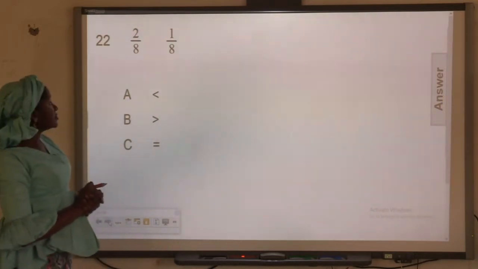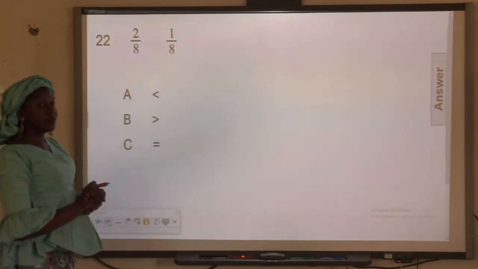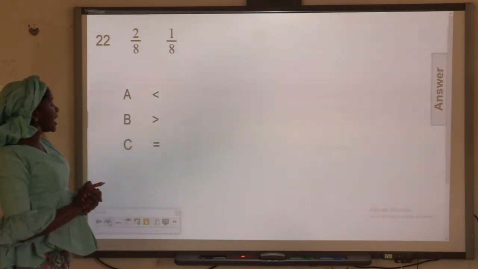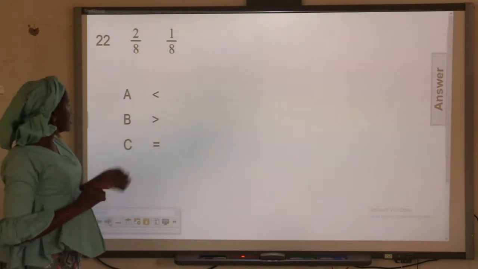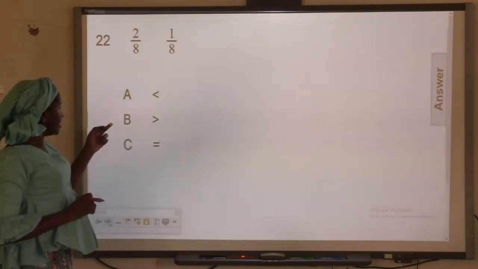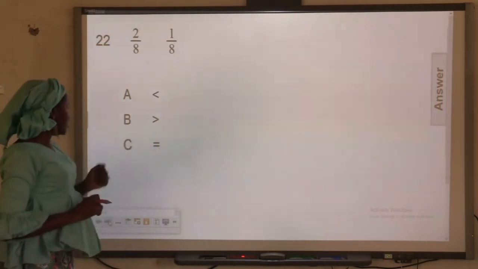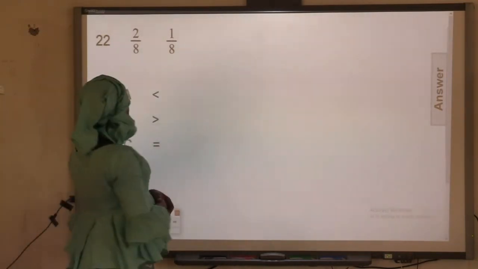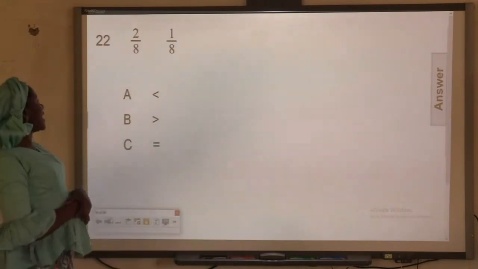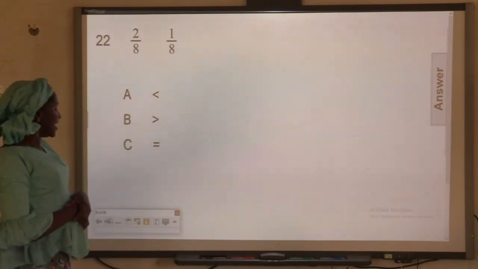Two eighths and 1/8. Option A says, is it less? Option B, is it greater? Option C, is it equal to? Let's come to another question. Two eighths and 1/8.